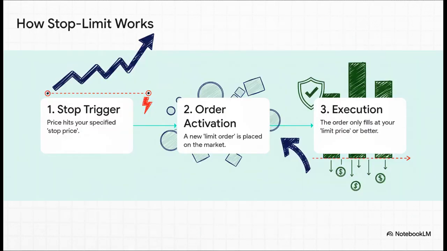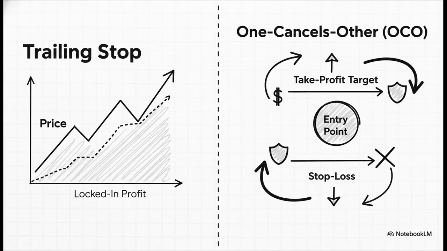So here's how it works. First, the stock price drops and hits your stop price. Let's say it's $95. Now, it doesn't sell right away. That price just acts as a trigger. Step 2, it activates a new limit order to sell. You might set that limit at, say, $94.90. That means your order will only fill at $94.90 or better, protecting you from getting a terrible price in a sudden flash crash.